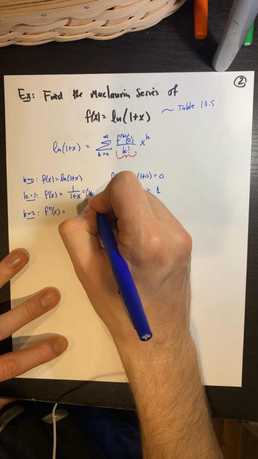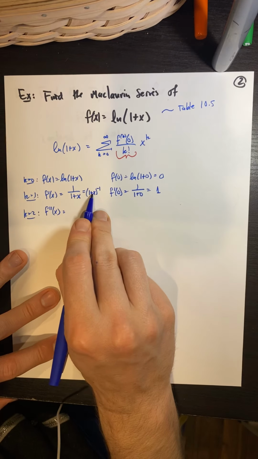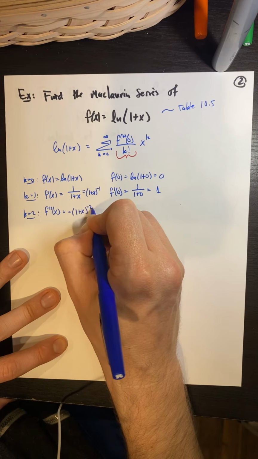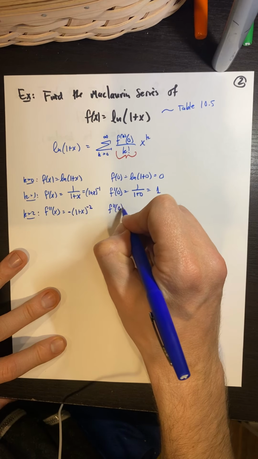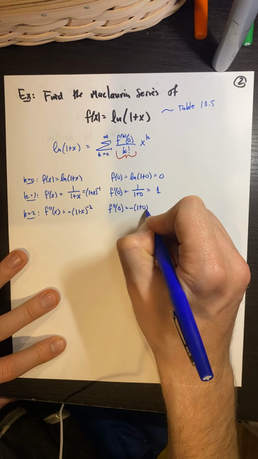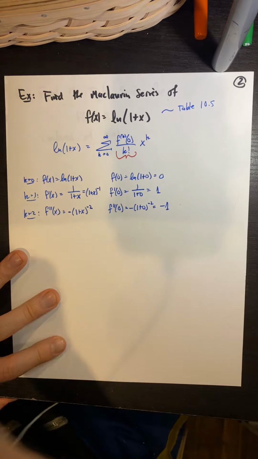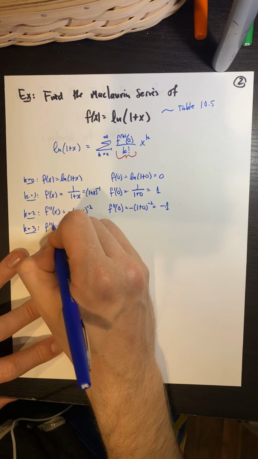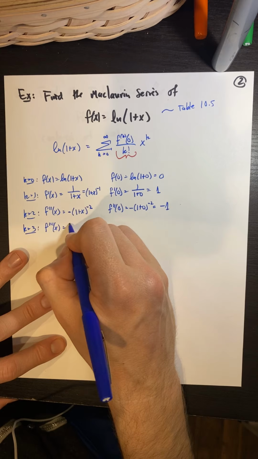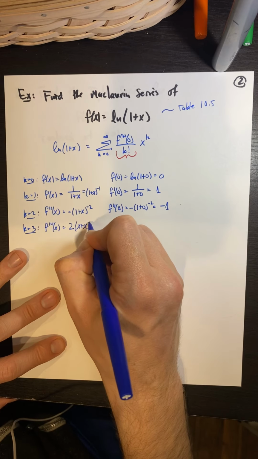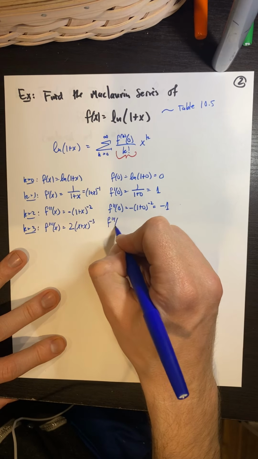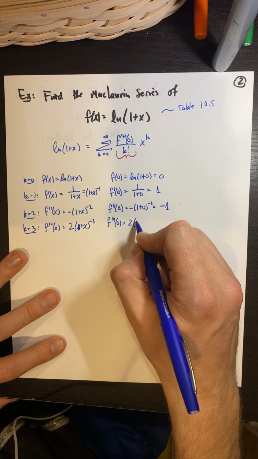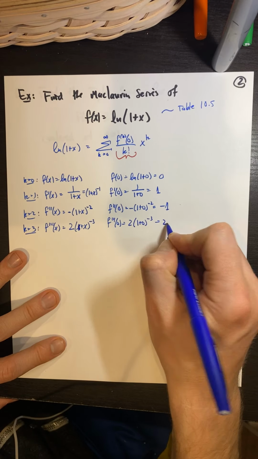To find the second derivative of this, perhaps I'll write it as 1 plus x to the negative 1, so you know that this is negative 1 plus x to the negative 2, which means f double prime of 0 would be negative 1 plus 0 to the negative 2, which again is negative 1. Continuing on, when k equals 3, we have the third derivative, which would be positive 2 times 1 plus x to the negative 3. So the third derivative at 0 would be 2 times 1 plus 0 to the negative 3, which is 2.